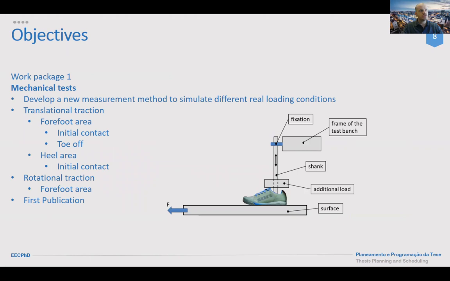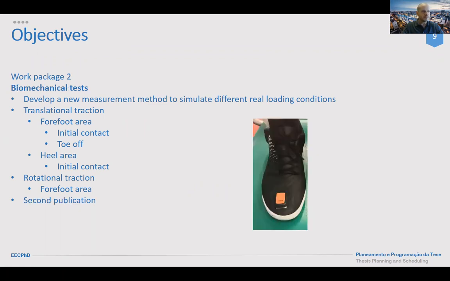The first work package is about the mechanical tests, which include the development of a new measurement method to simulate different real loading conditions. I want to measure the translational traction as well as the rotational traction. And the outcome of the first work package will lead to the first publication. The second work package is about the biomechanical tests. It's also about the development of a new measurement method, including new sensors, and the measurement of translational and rotational traction. And the outcome of this work package will lead to the second publication.